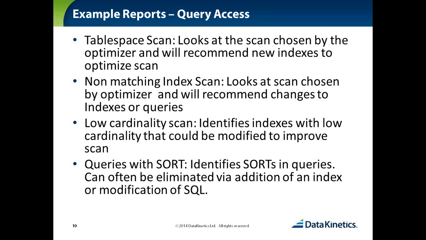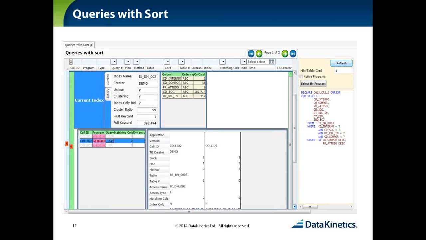So here's an example of a report looking at queries with a sort. You can see this is looking at the current index, the columns included, and here's the SQL statement on the right-hand side, and you can see the matching columns is 0 in this particular case, and as a result, DB2 has to do a full sort in order to retrieve this, and with that impact, you have poor performance, so maybe a different index could improve matters.